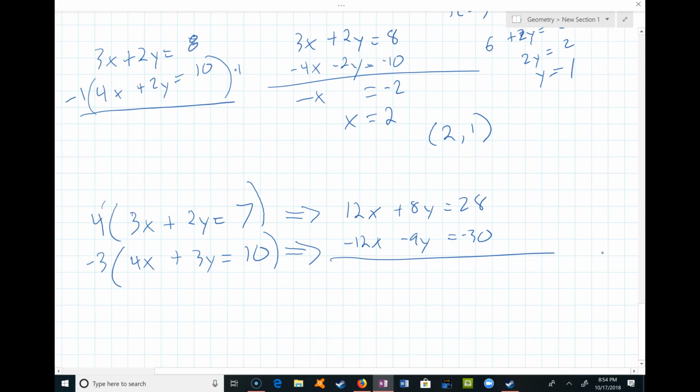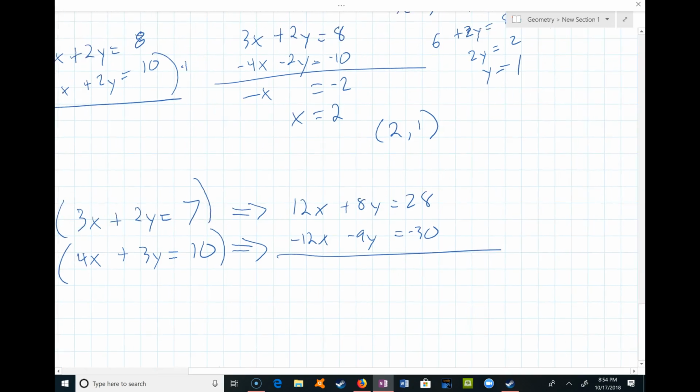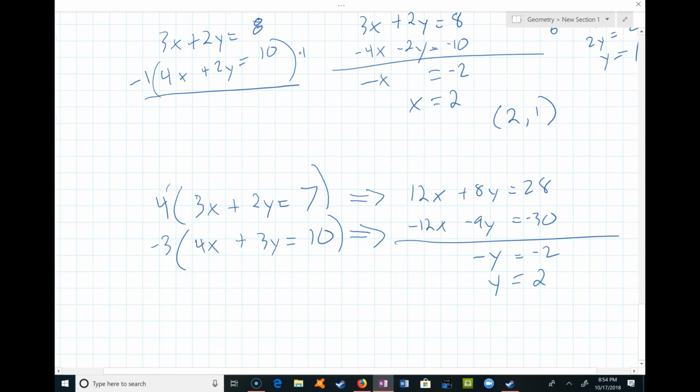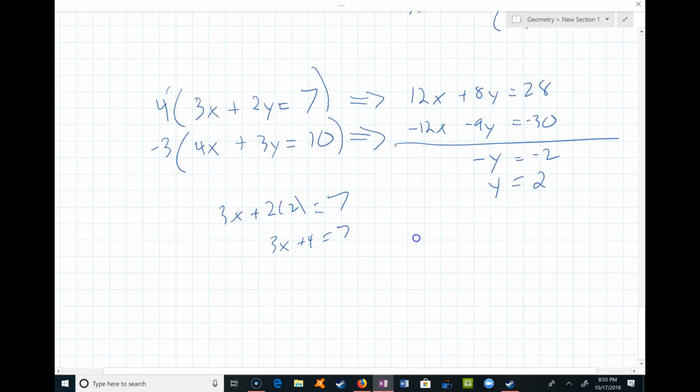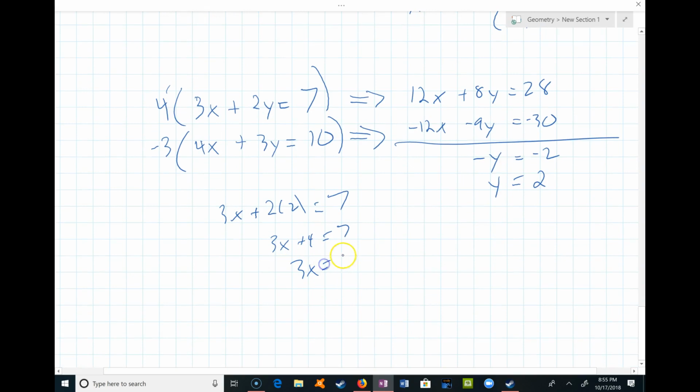12x plus negative 12x is 0. 8y plus negative 9y is negative 1y. And 28 plus negative 30 is negative 2, which means y is equal to 2. And then once again, I go back over here and pick any one of these equations. Like, for example, 3x plus 2 times 2, because it says y is 2, is equal to 7. That means 3x plus 4 is equal to 7, which means 3x is equal to 3, and x is equal to 1. So my solution again is going to be 1, 2.